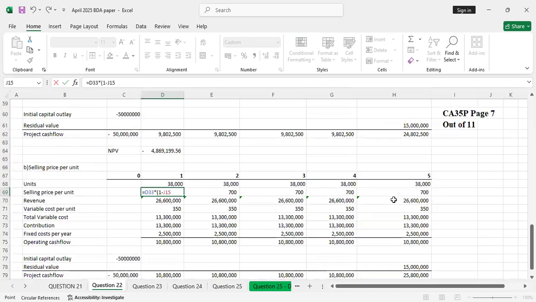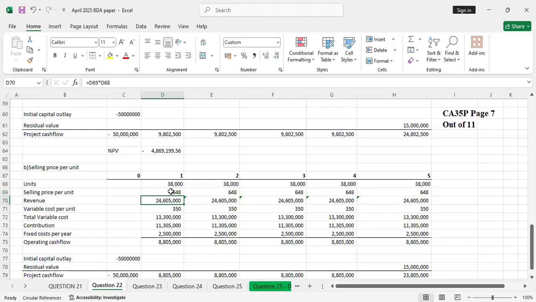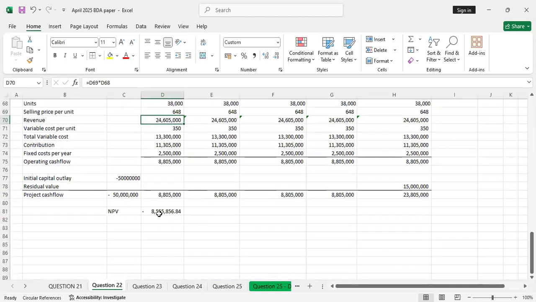And the same way, I'll lock row 33. Then I'll also lock completely the 7.5% because it will be constant all through. So when I enter, it will give me this 648 all through. And you can see the NPV has changed. It's now negative 8.5 million.